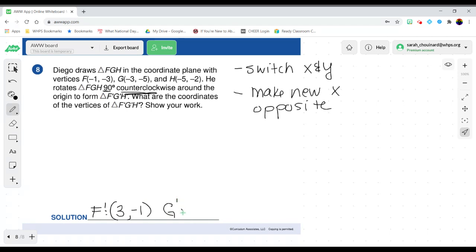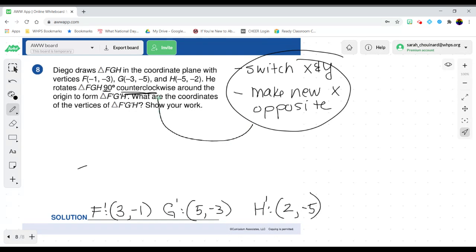G prime, switch x and y, make new x positive. So it turns to positive 5, negative 3. H prime, switch x and y, make new x positive, so positive 5 and negative 2. So when you're coming up with the coordinates in your homework, make sure you're using the rule that matches the type of transformation you're doing. So you should have 3 rules written out for this.